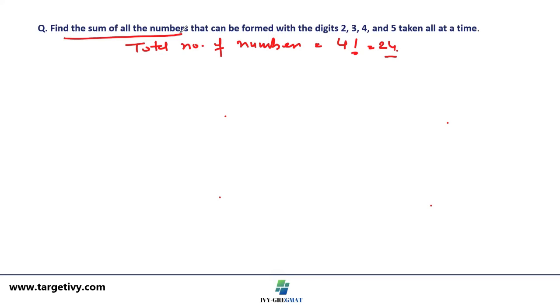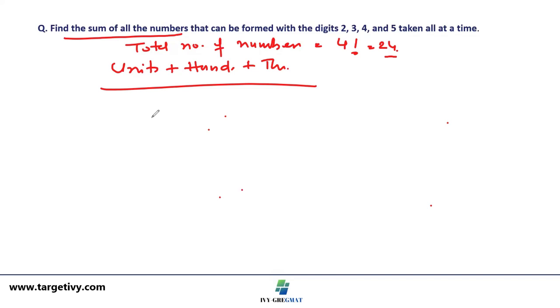we have to find the sum of the digits at the units place, the tens place, the hundreds place, and the thousands place. Then only the correct combination will happen. If that is the situation, let's see. 1, 2, 3, and 4.